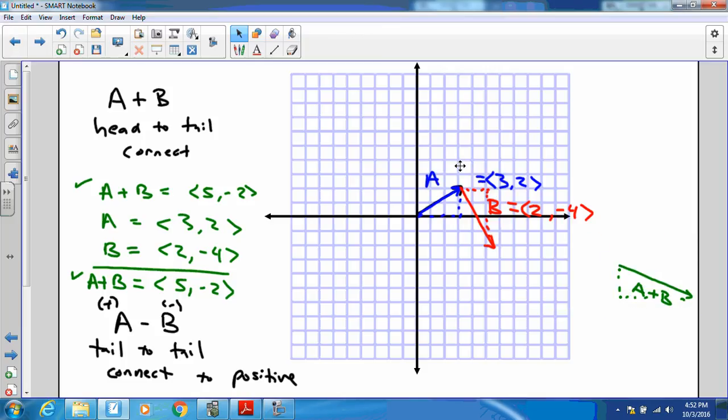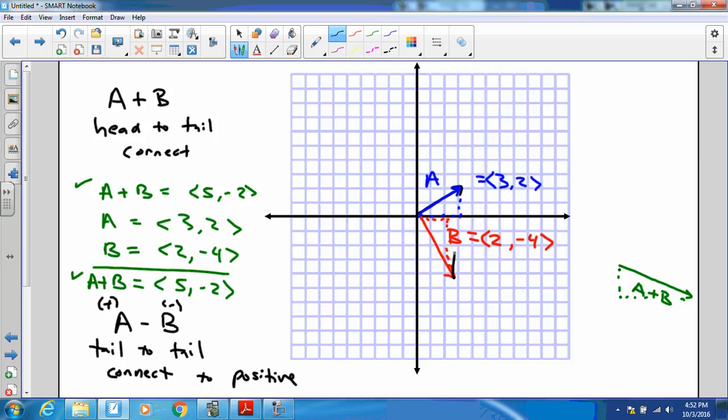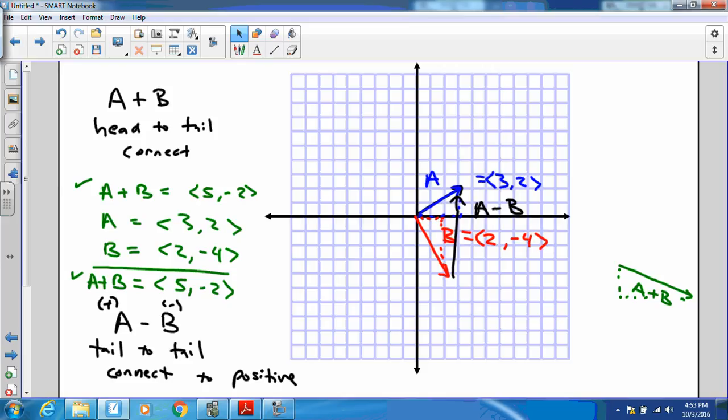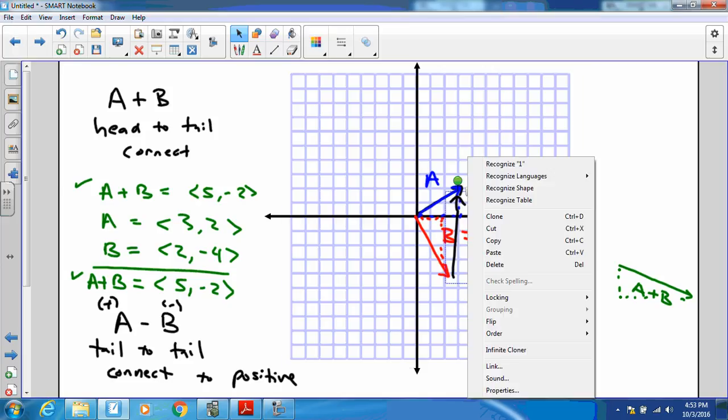Grab a plus b to get it out of there. And what we'd like to do now is a minus b. So we're going to grab b. We're going to place it now tail to tail with a. And we're going to connect from b to a. And the reason that we're going from b to a is that we are looking for the difference a minus b, like this.